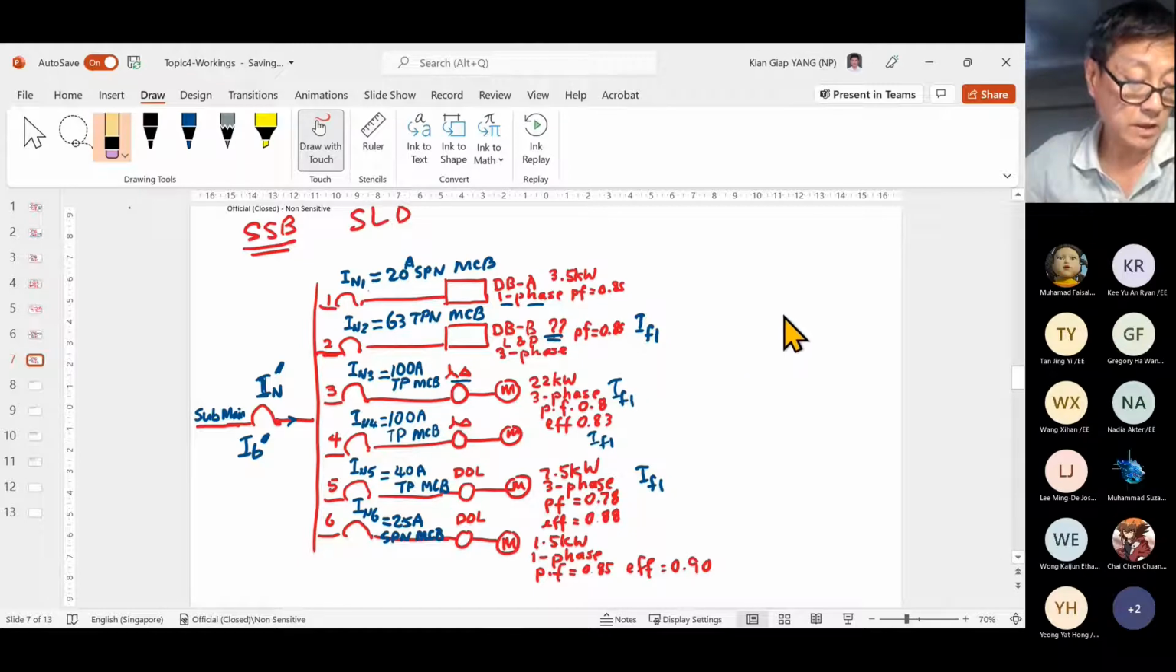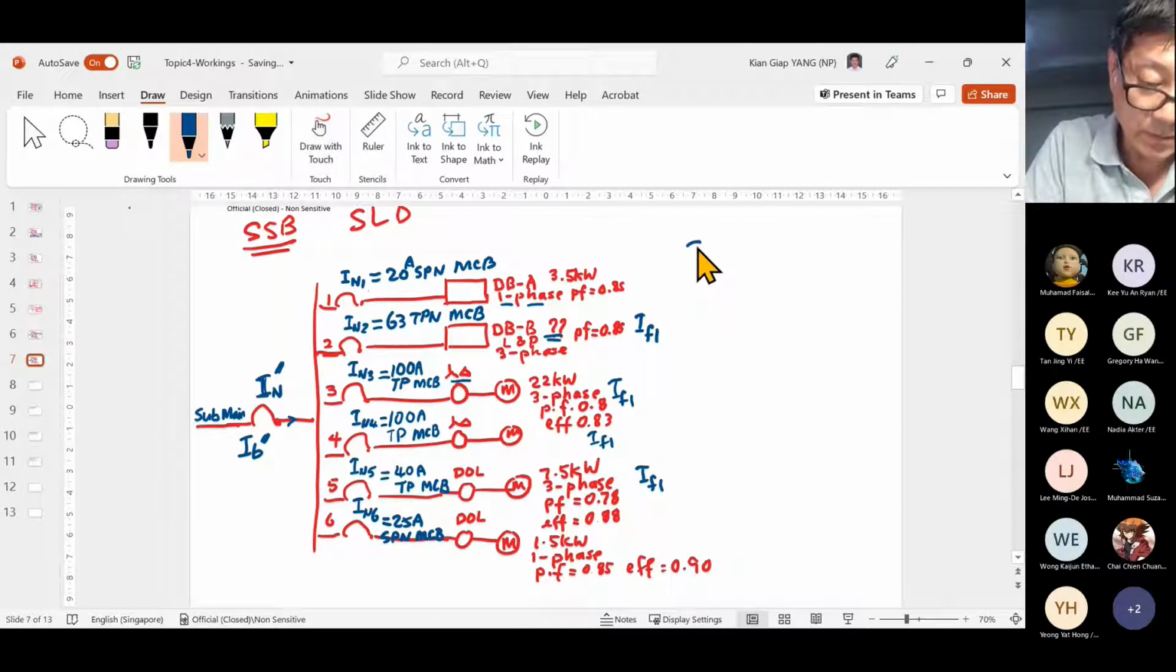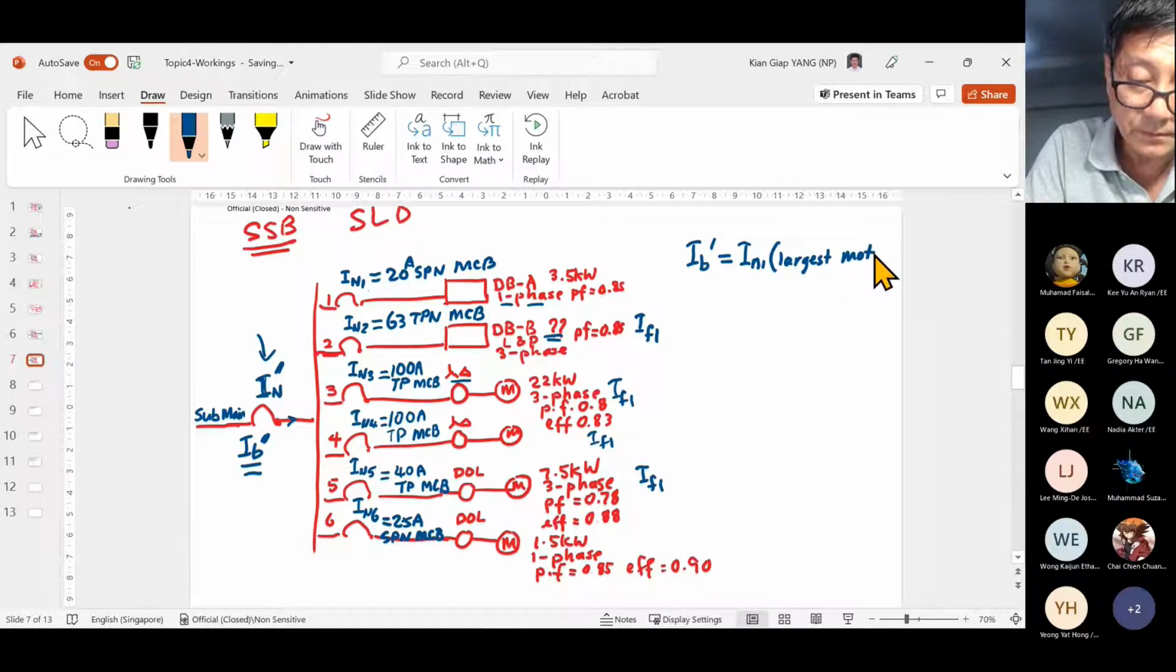Okay, so now what I need to do is calculate IB prime here at this point so that I can decide this one. So IB prime, according to the guideline, is IN1 of the largest motor circuit plus the sum of the I maximum demand or full load of the other circuits. Okay, so that is the guideline given to me.